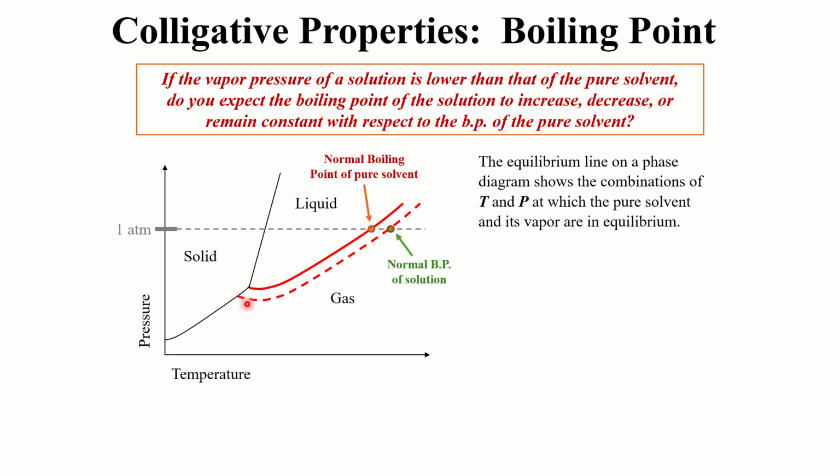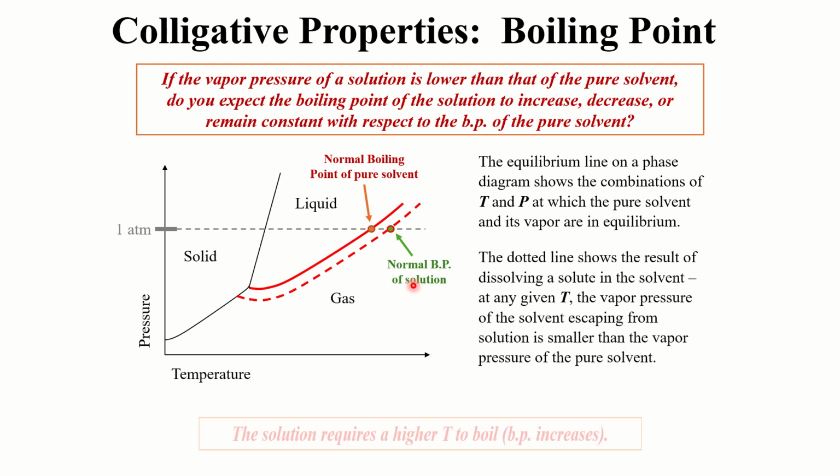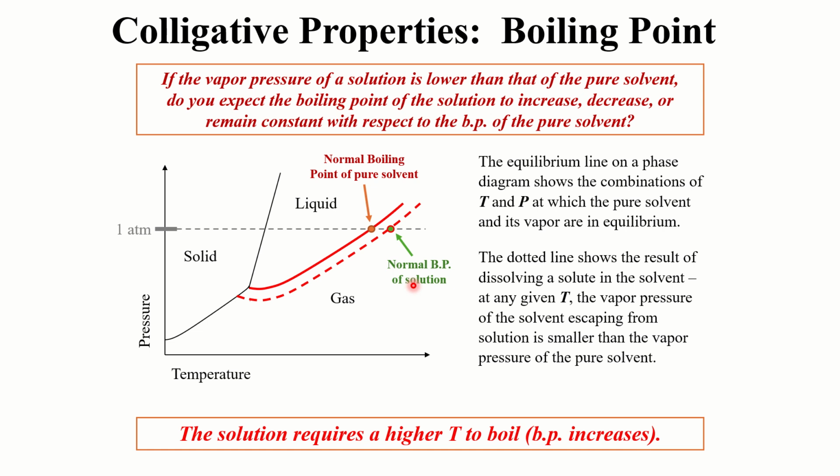It's going to require more energy to get the vapor pressure and the atmospheric pressure equal to one another. And so we can see that this dashed line represents the phase boundary of the solution. The normal boiling point of the solution is slightly to the right, so it's slightly higher than the boiling point of the pure solvent. And so we call this boiling point elevation. Okay, and what I just explained is summarized in the text here.